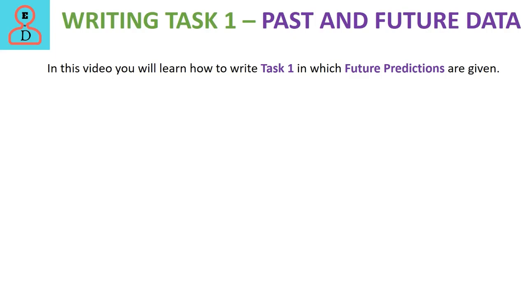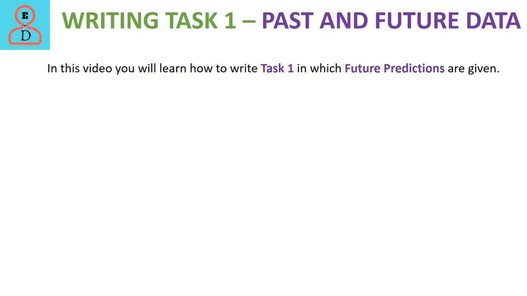In this video, you will learn how to attempt task 1 in which future data is given along with the past data. It is a bit tricky task because in this task, two tenses are used, and that is where most of the students make mistakes.